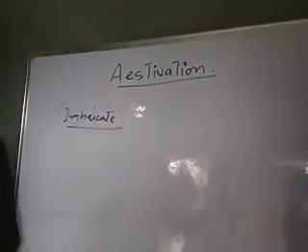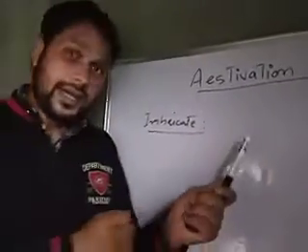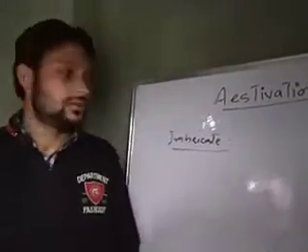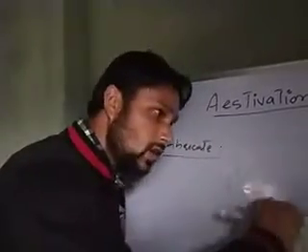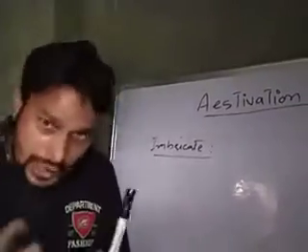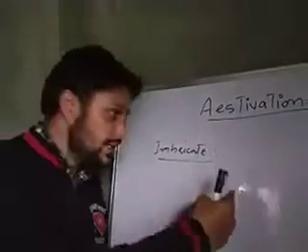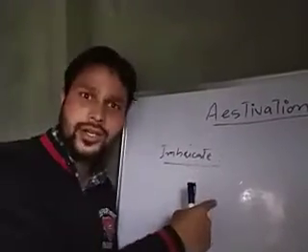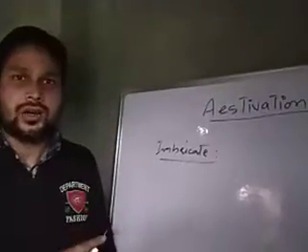The next type of aestivation is imbricate aestivation. What is imbricate aestivation? It's that type of aestivation in which floral buds are overlapping one another. The floral buds, like sepals or petals, overlap one another, but not in a particular direction. That is the condition that differentiates twisted aestivation from imbricate aestivation.